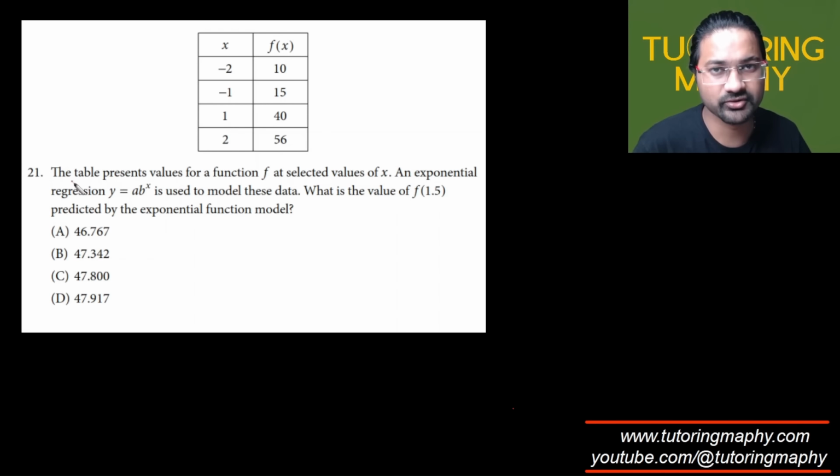This one is based on regression. It says there's a table that presents values of a function at selected values of x. An exponential regression of ab raised to x is used to model this. We have to find the value of f of 1.5 predicted by the exponential function model. You have to use your calculator. This is all calculator enabled. You have to use the regression model of the calculator, plug in the values from the table, and then find the value from the regression model.